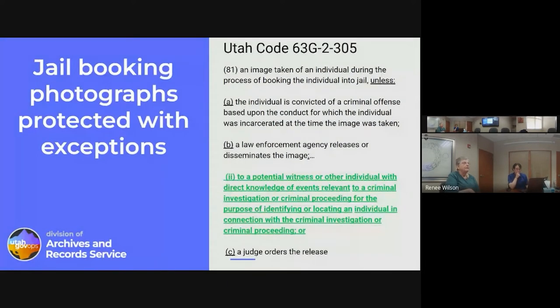The literal language includes any image taken of an individual during the process of booking in jail. So I would interpret that literally, but Paul Tonks is not in the room right now, but we can ask him when he comes back and see what his opinion is about that.